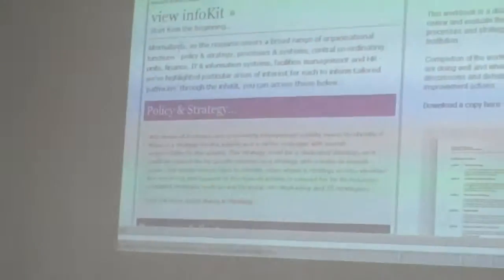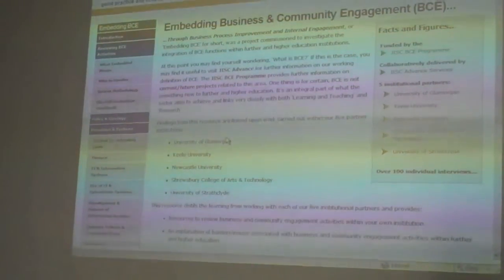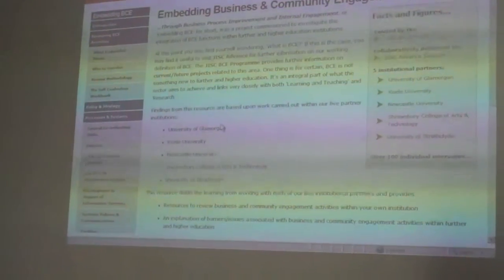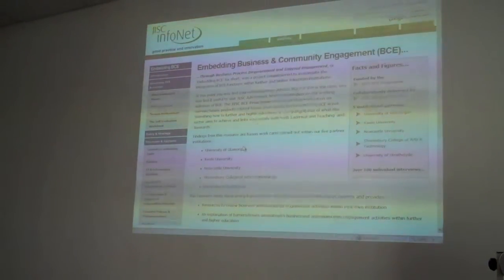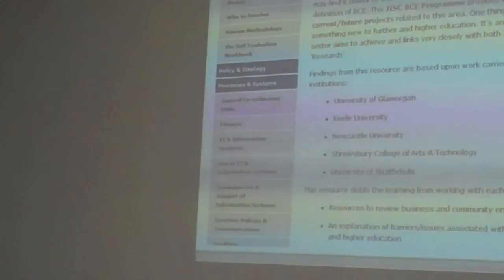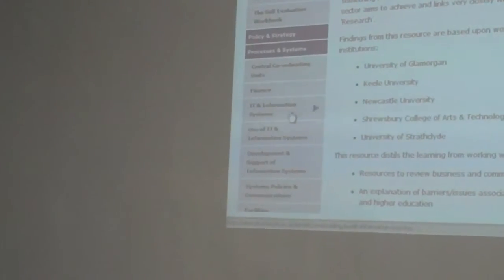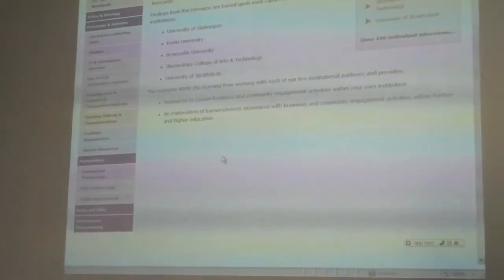The InfoKit itself, if we go into that, both the workbook and the project itself operated under a number of topical headings. So we had policy and strategy, processes and systems. That was a large area, so we've broken it down into central coordinating units, finance, IT, information systems, development of information systems, policies and communications, facilities management, human resources, and so on. And then the other major topics were partnerships, roles and skills, and performance measurement.